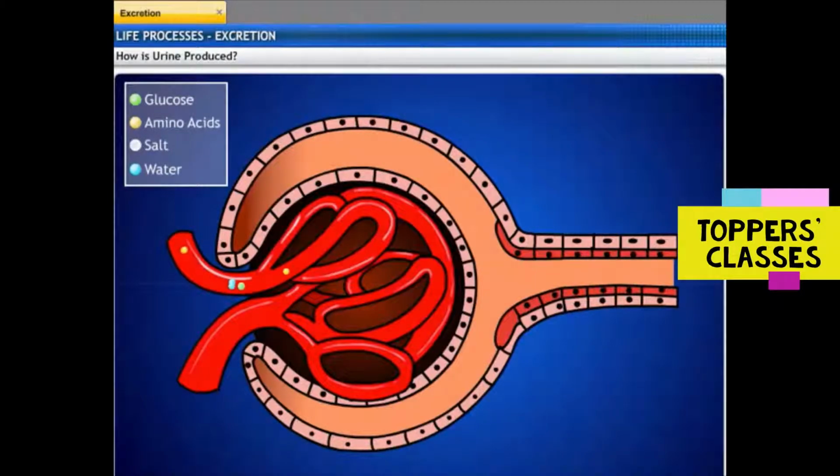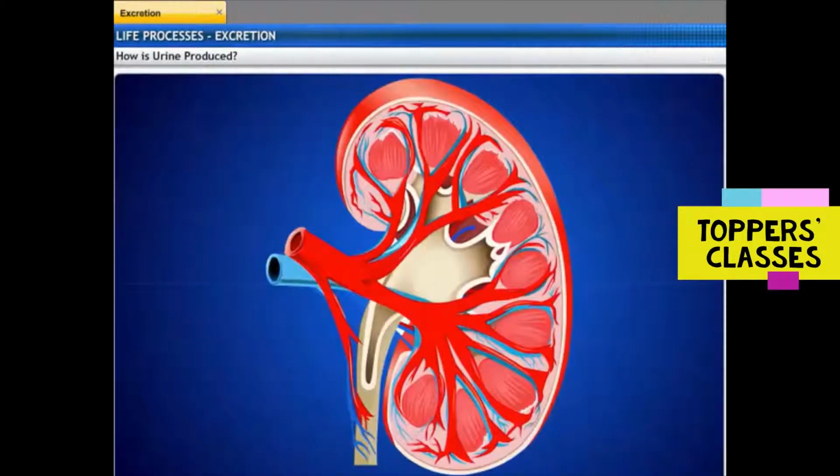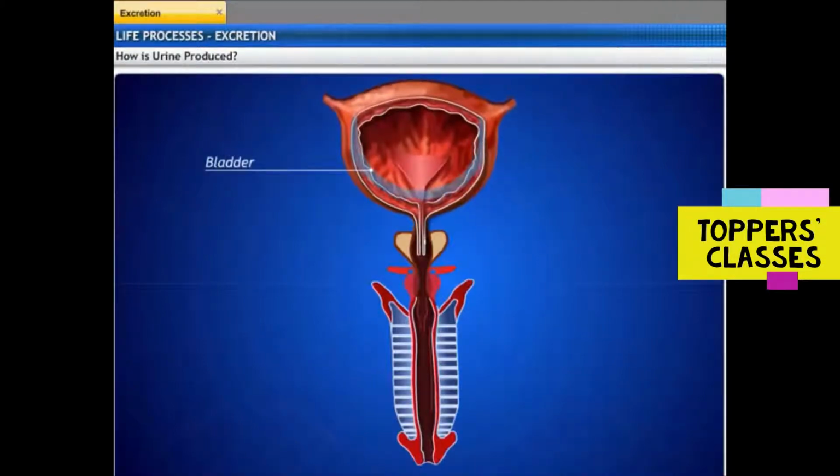Further substances not required by the body may be secreted into the filtrate by cells of the nephron before it leaves the kidney. Next, the urine is poured into the collecting duct. Then the urine flows from the medulla into the pelvis of each kidney. Finally, through the ureter, urine is drained into the bladder. The bladder is muscular, so it can expand to store the urine until it is disposed of.